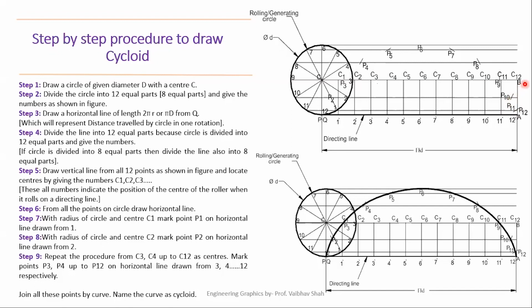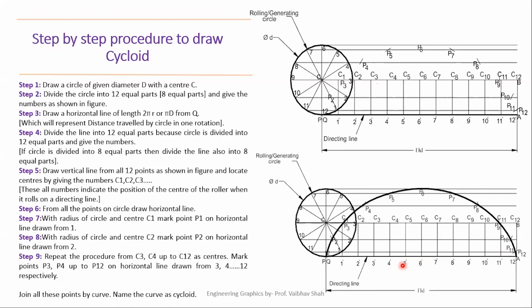And likewise, you have to use your final center, which is C12. From C12, you will be drawing one arc on the 12 line. The 12 line is nothing but your tangent line itself. So you will be cutting this tangent line somewhere here to get your point P12. Now, after getting these points, you have to simply connect all these points by a smooth dark curve, and you will have this dark curve, which is nothing but your required cycloid.